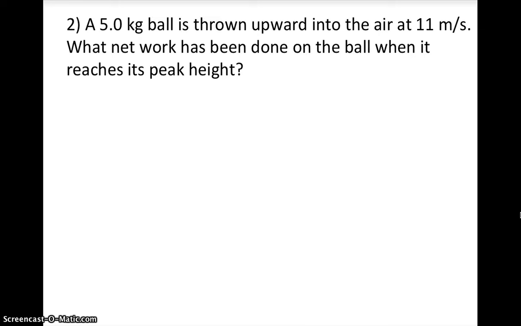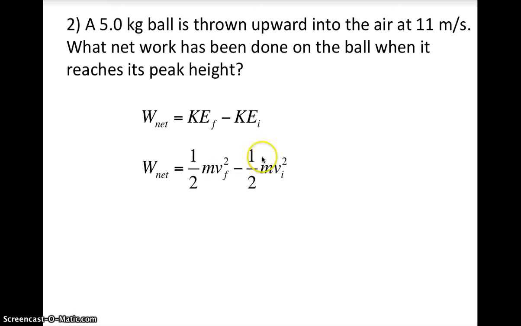Okay, here's another example. A 5 kilogram ball is thrown upward into the air at 11 meters per second. What net work has been done on the ball when the ball reaches its maximum height? Now at the maximum height, what happens to the ball? It stops. So we use this equation. We're going to plug in 1/2 m v squared, both for the final KE and the initial KE. I factor out 1/2 times m again, and then I plug in values.